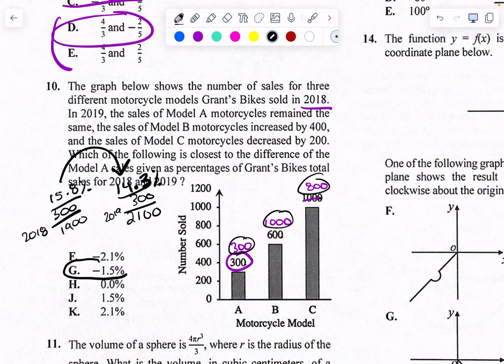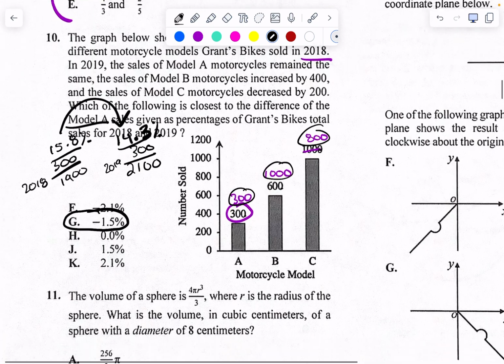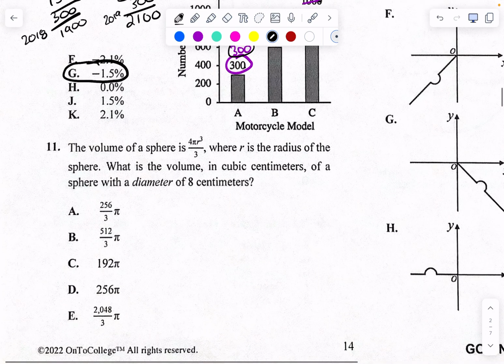G, 1.5 down. Yep. That was confusing, just the wording of what they're asking for. They're asking specifically for Model A in comparison to the total. So what percent is Model A? And then what did it do from that year to the next year? That was a lot. That's just trying to slow you down. Not really a hard problem.